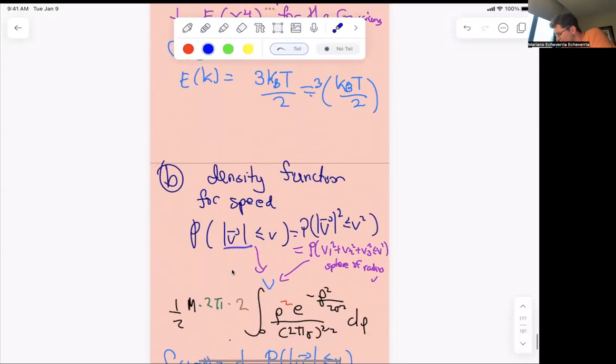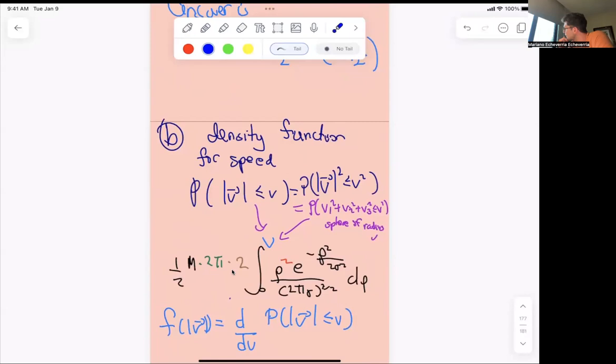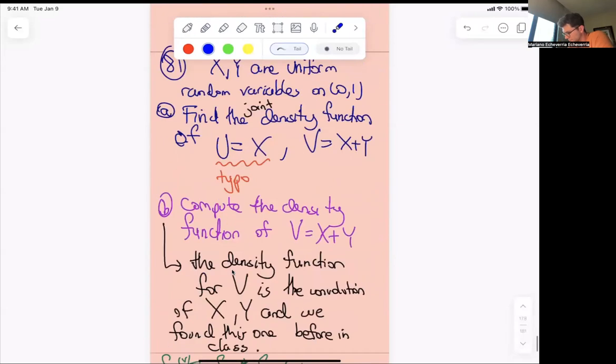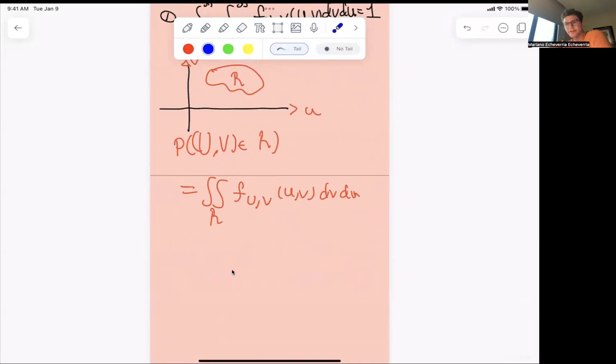When we had just one random variable, the way we found the density was that you would look at the probability that the random variable is less or equal to some value. So we can do the analog for that here. In particular, just take a very specific type of region R.